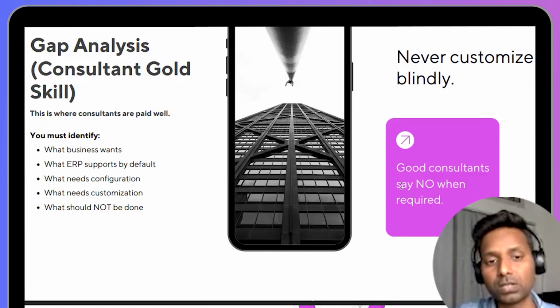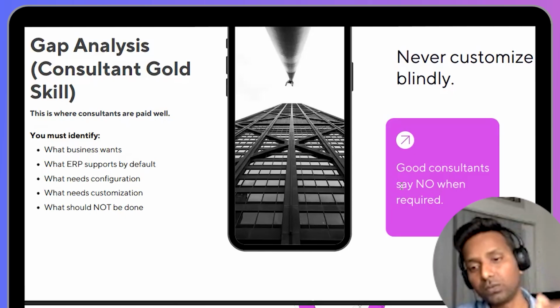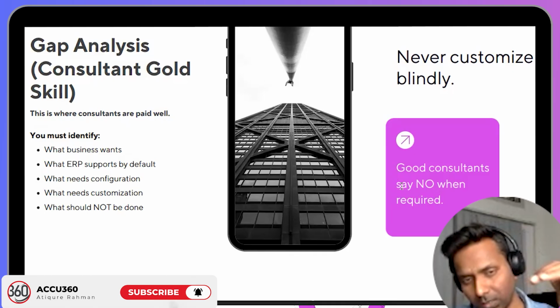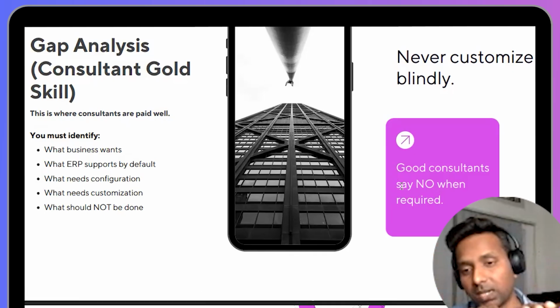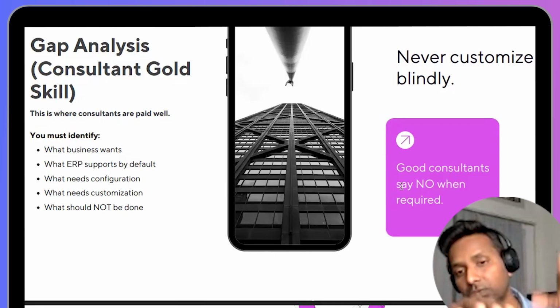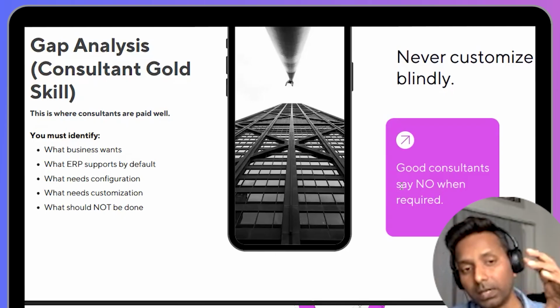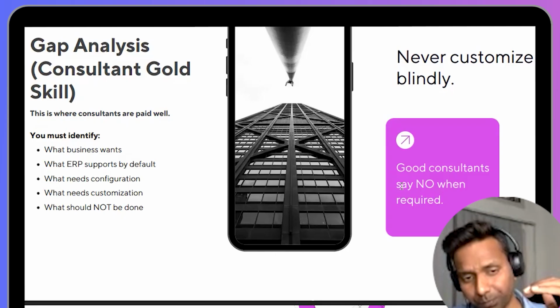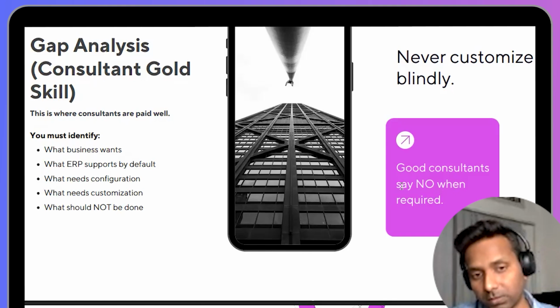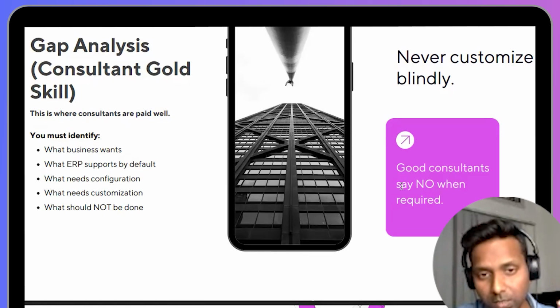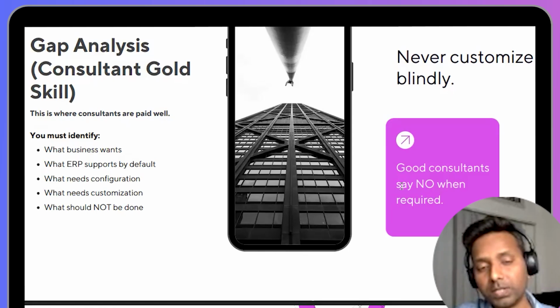It is very important that you first identify the gap between what the client is looking for and what solutions you have, and whether it is matching 100%. If it is not matching 100%, then identify what customizations are required, and if you can avoid these customizations, try to avoid them and finish it at the configuration level only. This is how we identify the gaps between the solution the customer is looking for and the solutions I have. This is very important to make a successful implementation.